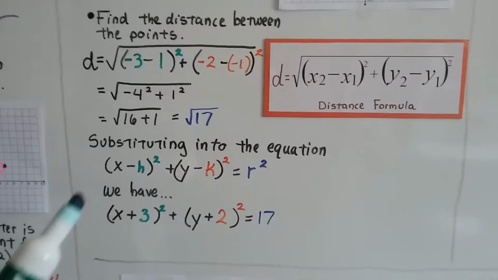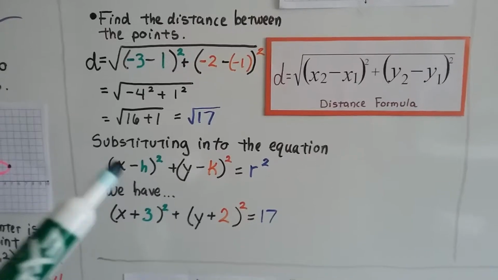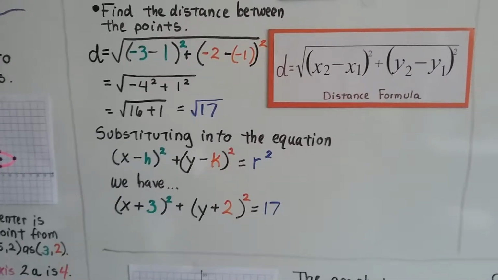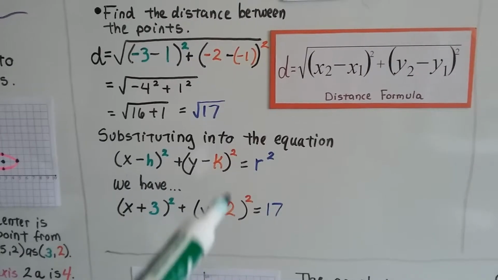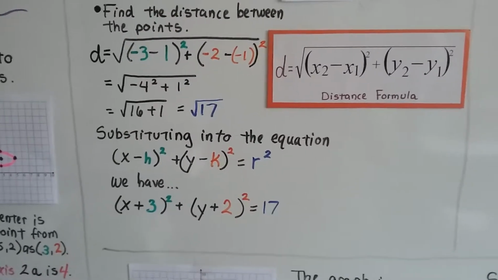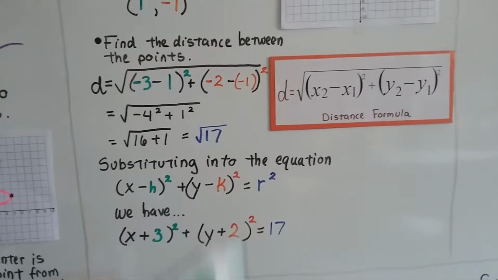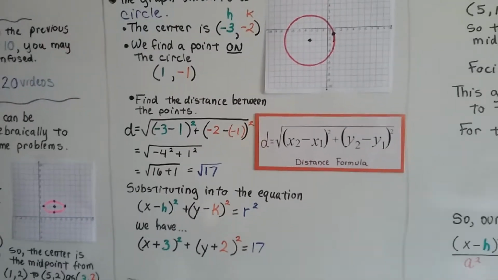Substituting it into the equation, this is for a circle with center at h, k, we get 3 for our h, 2 for our k, and it equals 17. See? There's our 3 and our 2. Okay? Let's try it for a hyperbola.